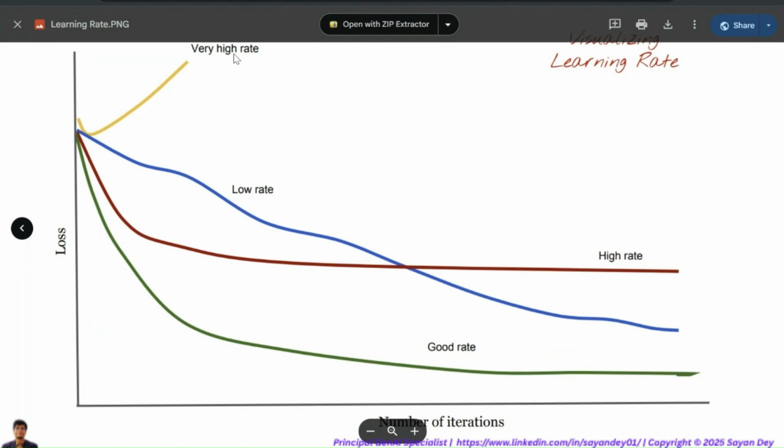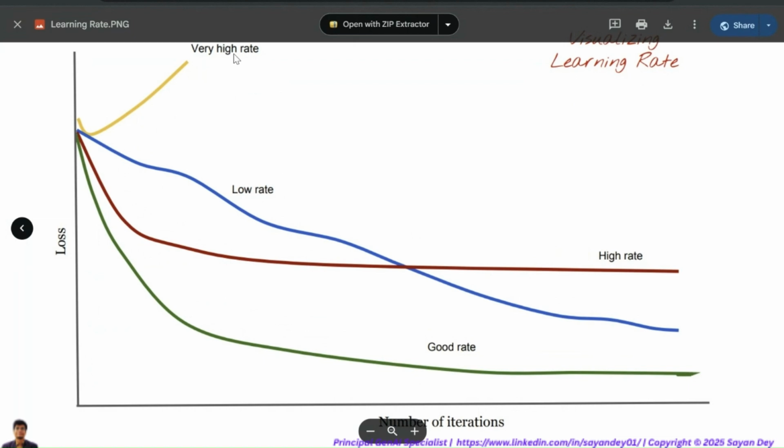The loss will not come down if my learning rate is very high. You can see right now, the loss remains high because you are making too many changes. You're taking too big steps.